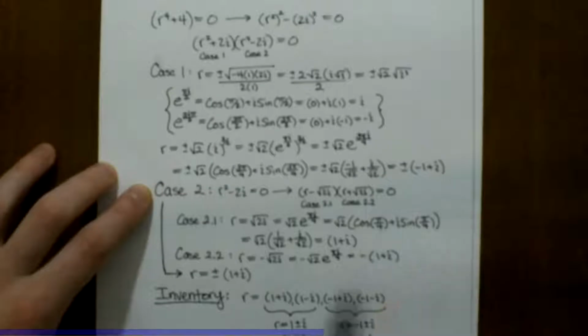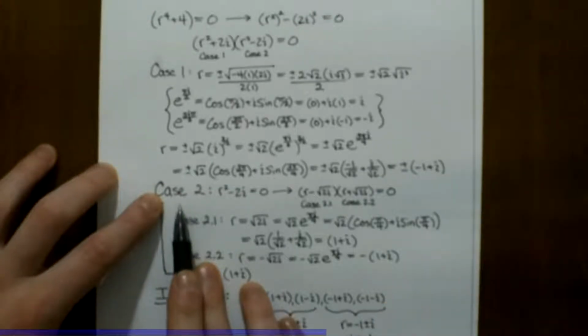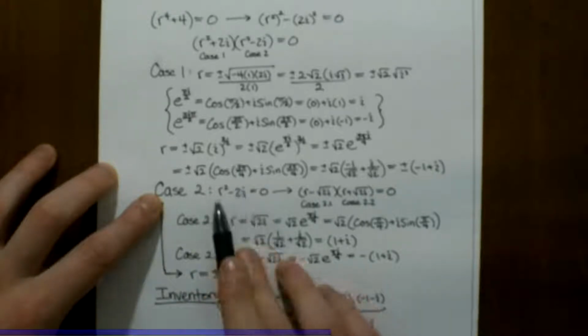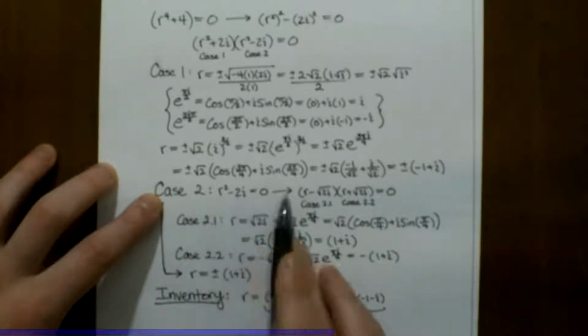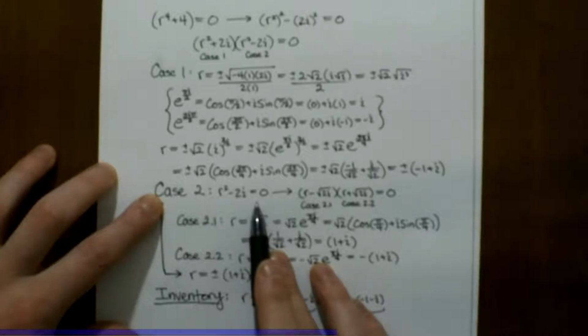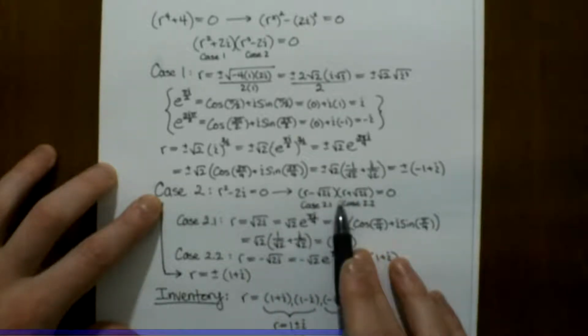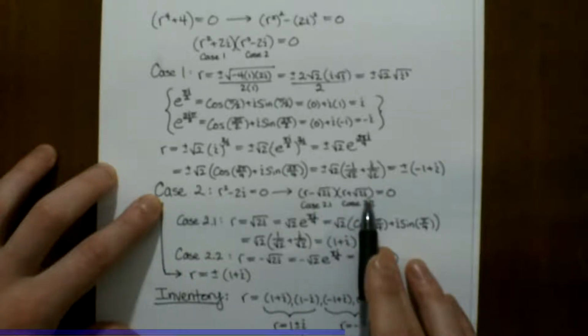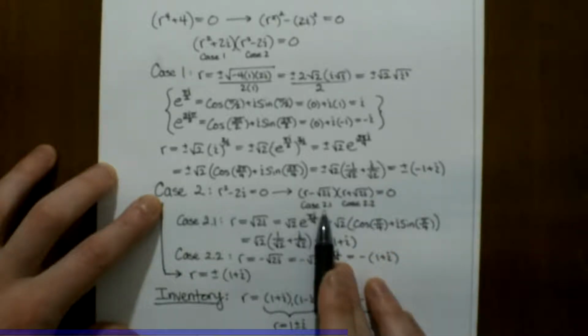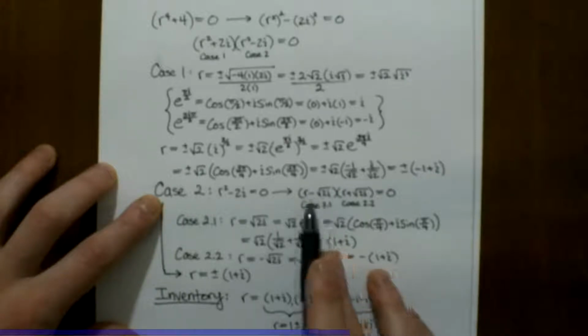This one I opted not to solve with the quadratic formula, and I instead opted to solve this with the difference of squares yet again. So we have r squared minus 2i equals 0. By the difference of squares, we can rewrite this as the quantity r minus root 2i times the quantity r plus root 2i. So let's consider case, I'll call it 2.1 here.